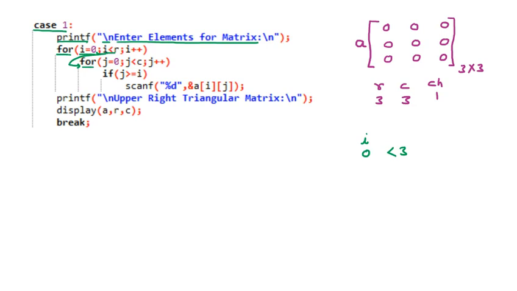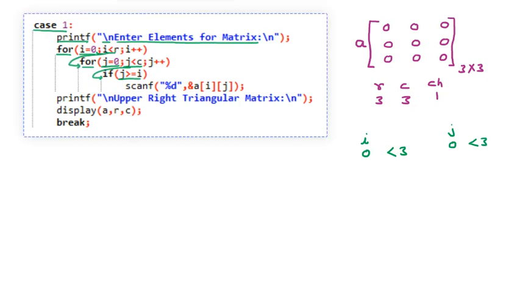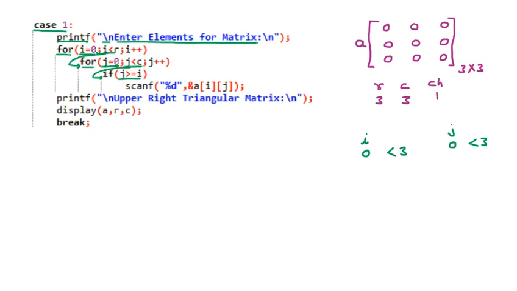Then again for loop, j is equal to 0. So again we are taking one more variable j, which is 0, and it will run while j is less than c. So 0 less than 3. True. Coming down. If j is greater than or equal to i, means if 0 is equal to 0, so i and j both are 0. So now they are saying scanf %d and a[i][j]. Now this is a very intelligent algorithm.